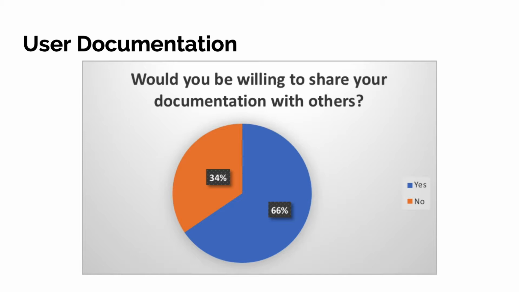Reasons why people would be unwilling to share were mostly that their documentation was too local and it wouldn't necessarily apply if it was shared more broadly with other institutions. But they would be willing to share, maybe not openly on the web, but if somebody asked, they would definitely give their user manuals to people.